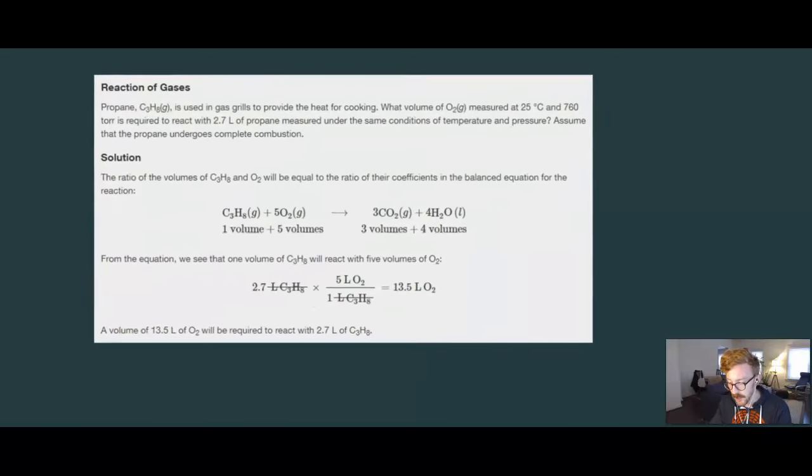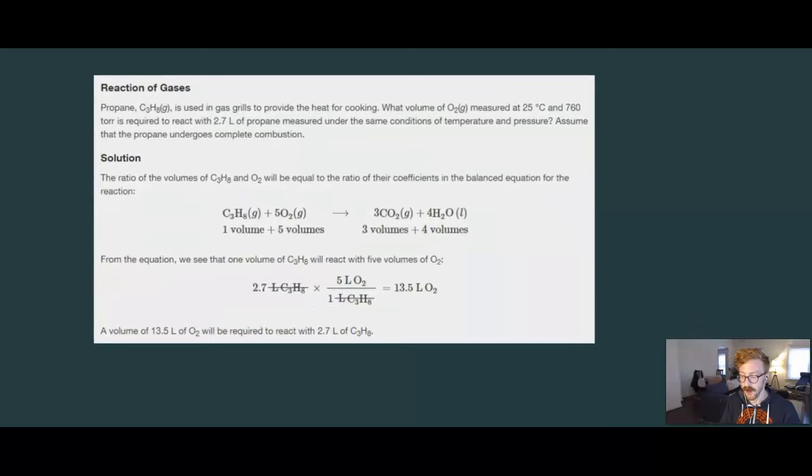Okay, and then the final thing that I want to talk about is reaction of gases. So here I've just copied and pasted the problem itself and the solution. I'm just going to walk through it. The concept here is that this is to deal with the fact that 1 mole of gas, if it's an ideal gas at STP, will occupy 22.4 liters of volume.